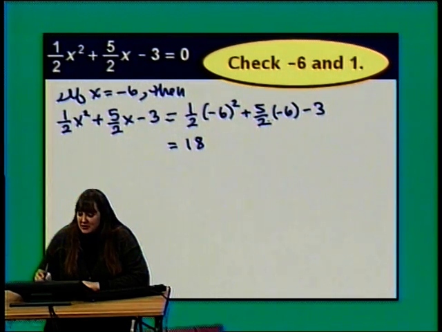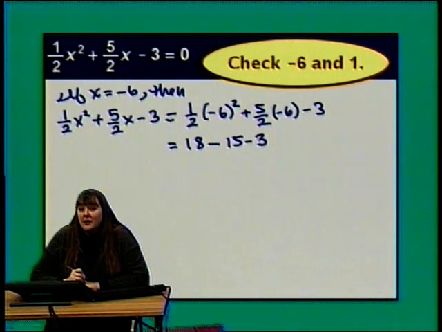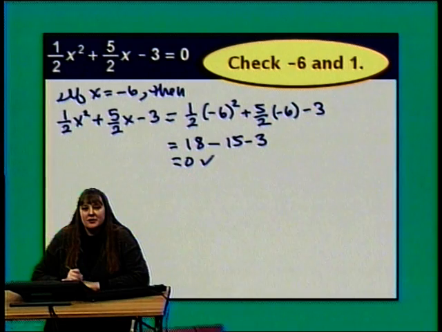Positive 5/2 times -6 is going to give me a negative result. 2 goes into 6 3 times, and 3 times 5 is 15. So I have 18 minus 15 minus 3. That's 18 minus 18, which is 0. That's what we wanted, so this checks.